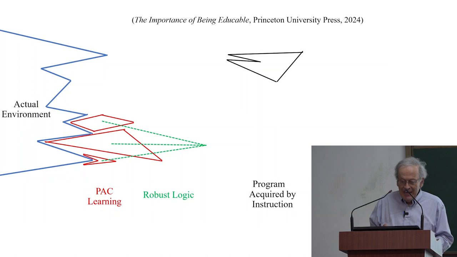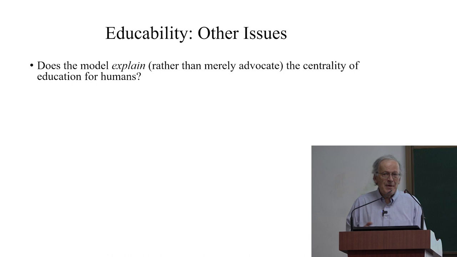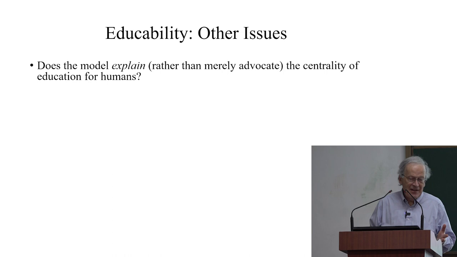I've got a last slide where there are some other issues which are raised if you take this seriously. The first point is that many people advocate that education is very important. If you believe this model, then it says education is what we are. We're machines ready to be educated, so it's so central in us that education isn't just something we spend a few years of our life doing. It's who we are.